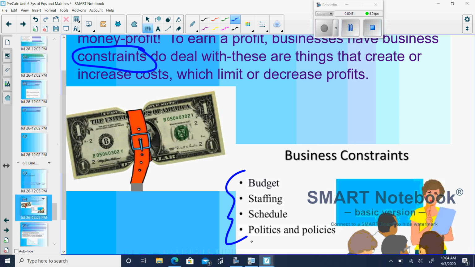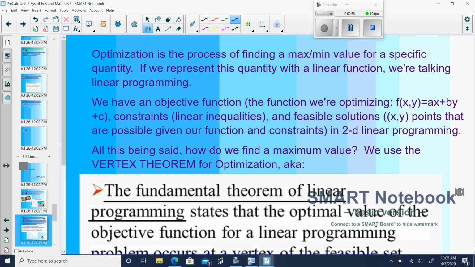So that idea of constraints, it's not just something that businesses use and you can't apply it anywhere else. We see that in optimization problems and linear programming. It's one of our vocab terms for this unit. So optimization is pretty much what you'd think it is. It's the process of finding a max or min value for a specific quantity. And in this lesson, since we're working with optimization and linear functions, we're going to be talking about something called linear programming.